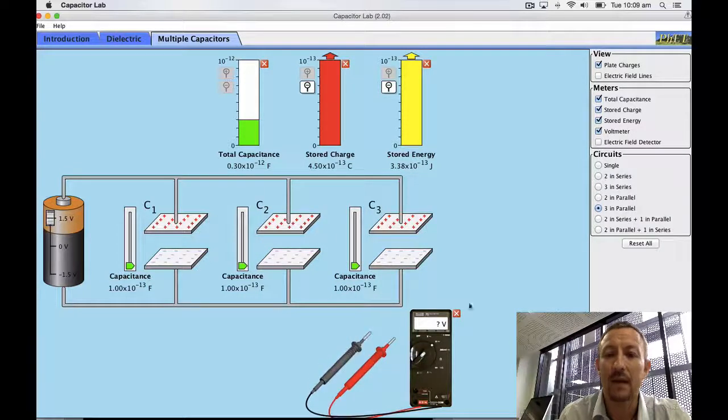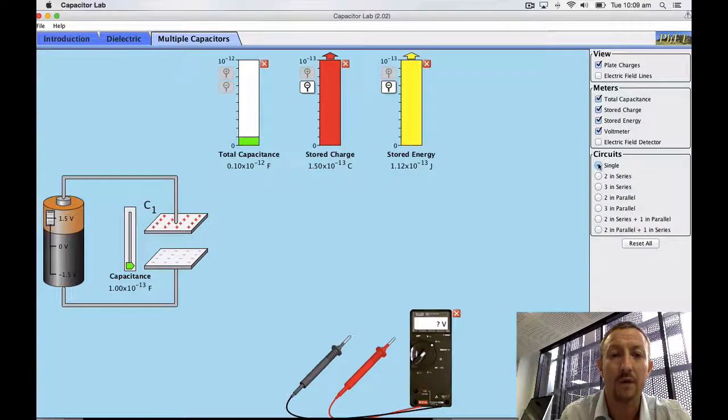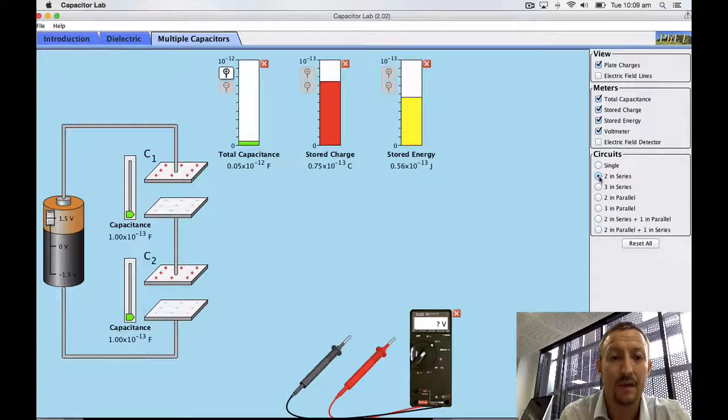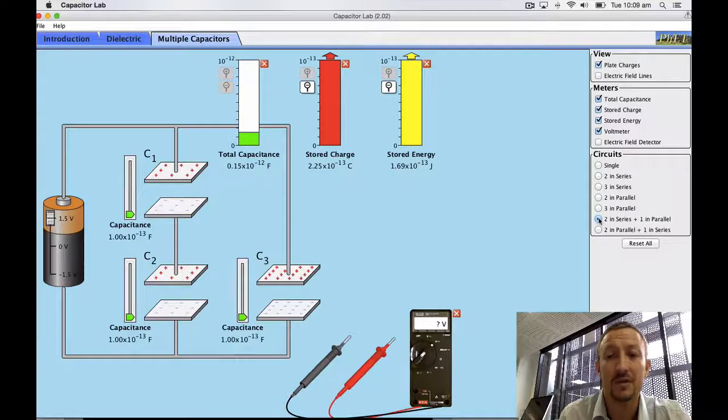Let's have a quick play and see what happens if I've got a variety. I've got series and I've got in parallel. Now in parallel, let's see what we've got with respect to our voltage. Our total capacitance, remember for single, was 0.1, but if I put it in series, I got 0.05, so I got half as much. If I put it in parallel, I got 0.2, but if I put in two in series, I've got 0.15. So I've got an in-between value, so I can start playing with the amount of energy which is going to be stored.